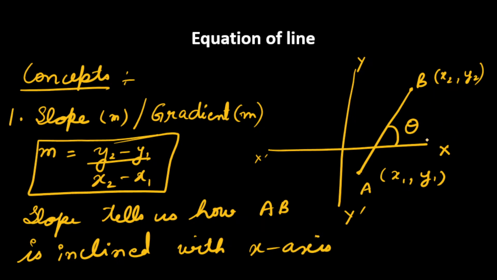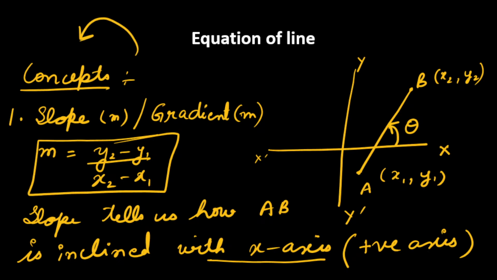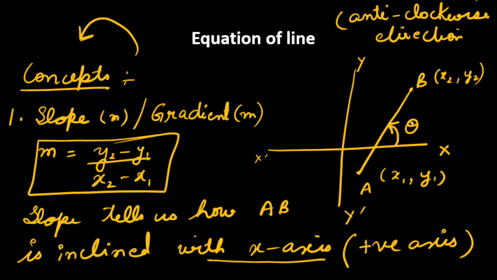So inclination means angle. When I say inclined with the x-axis, we always consider the positive x-axis. Positive x-axis means anti-clockwise direction. We have to start from the x-axis and move in the anti-clockwise direction. So if I have to see this angle, it should be measured like this.